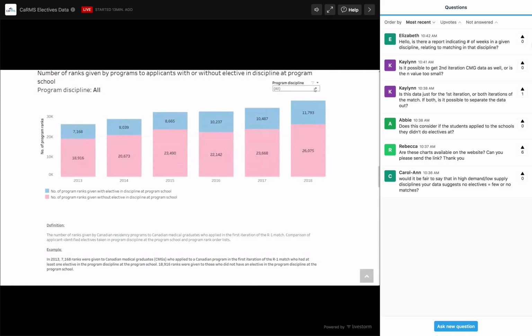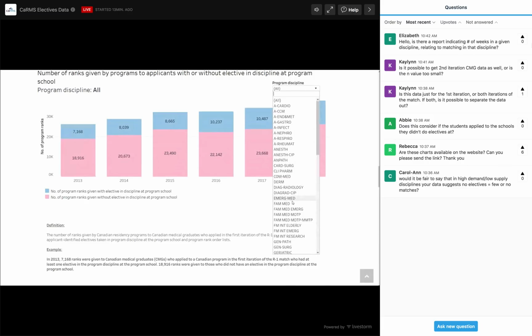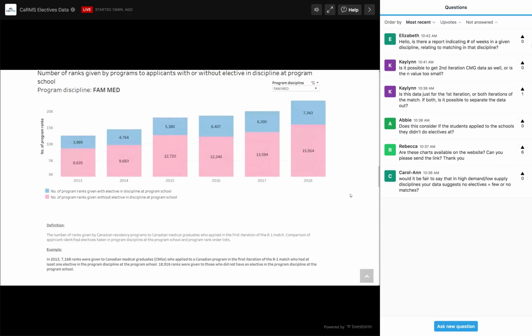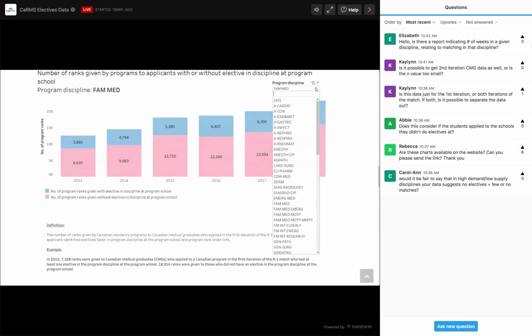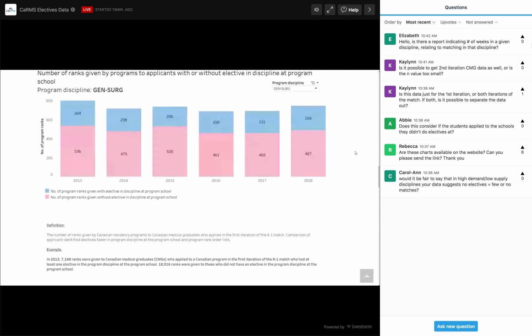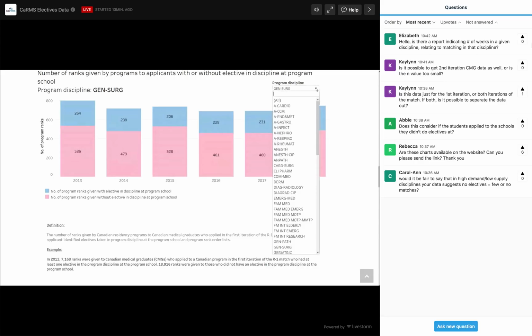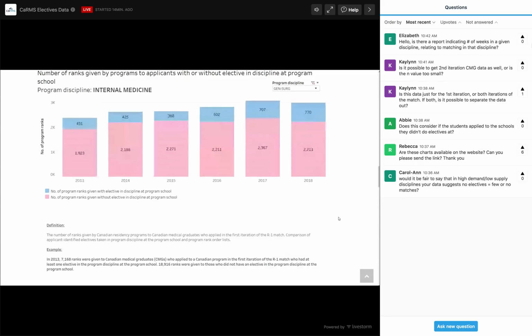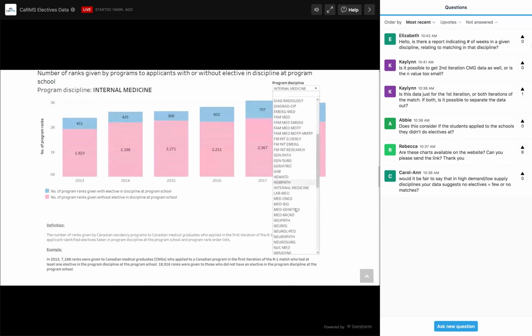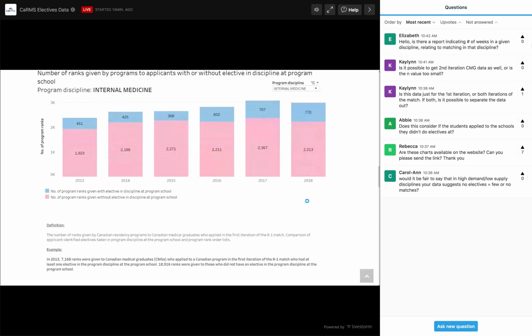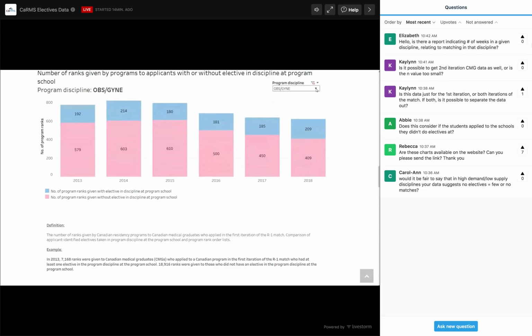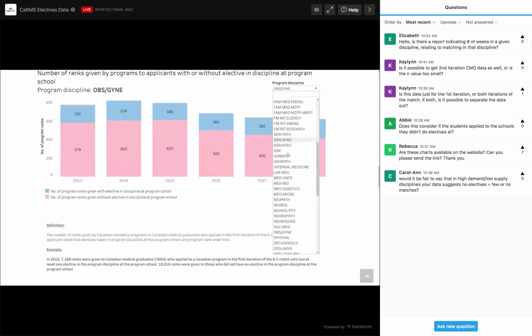Sorry, that didn't do its refresh. So let me try that again. There we go. There's family medicine. General surgery. Of course, the numbers are all very different, but you can get a sense of the proportion comparison at least. Internal medicine. Obstetrics and gynecology. And pediatrics.